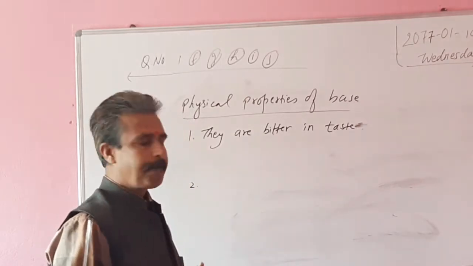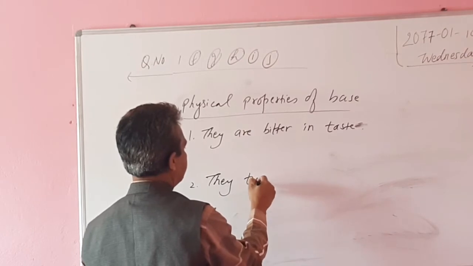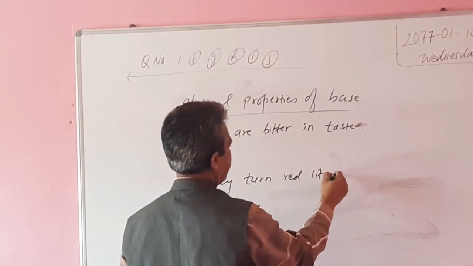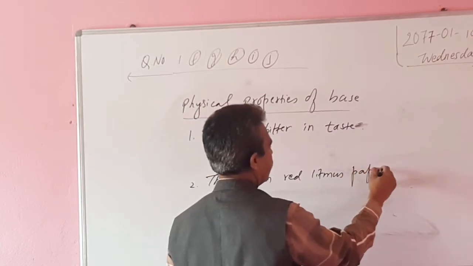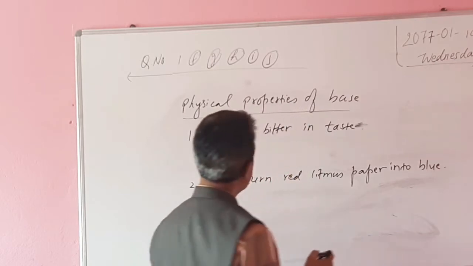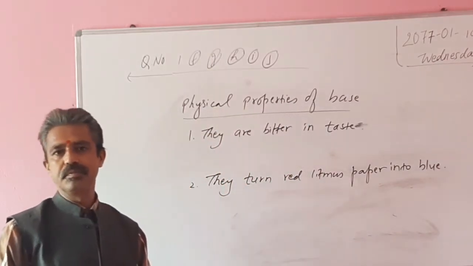And what is the second one? They turn red litmus paper into blue. These are the two physical properties of bases.